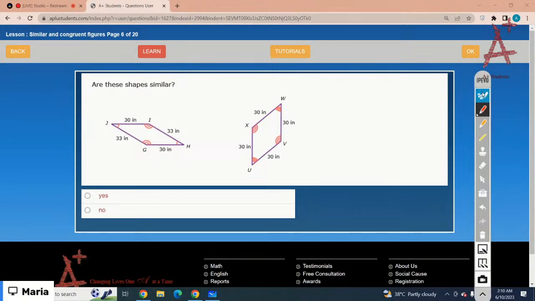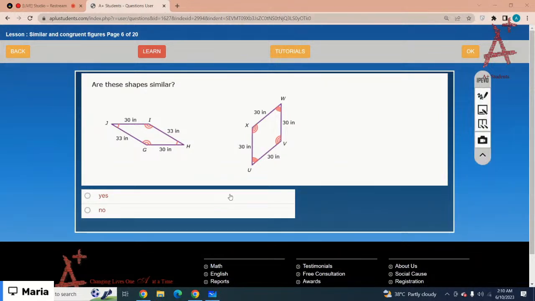If you move W like this, 30, 30, let's just see if they form. Now I think no, they are not. The shapes are not similar. Got it? Because their sides don't form a similar proportion. So no, they are not similar.